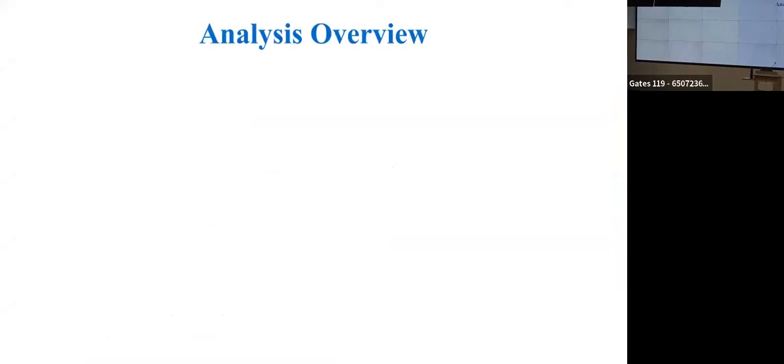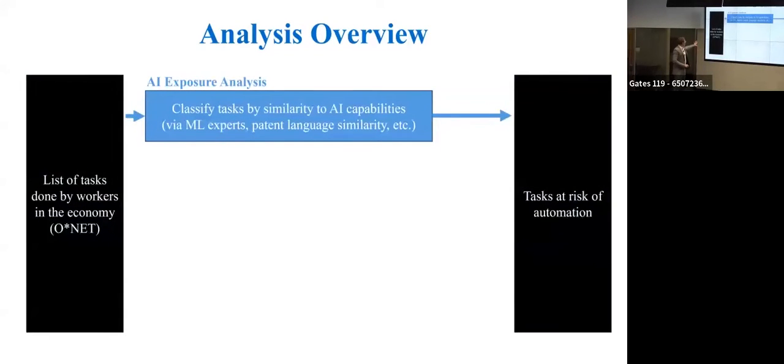So if we then think about the work that has come before and what we're going to do with it, you can think of the list of tasks done by workers in the economy. That's that O*NET data. And as I said, the AI exposure, the previous style of doing this, is to classify tasks by similarity to AI capabilities.